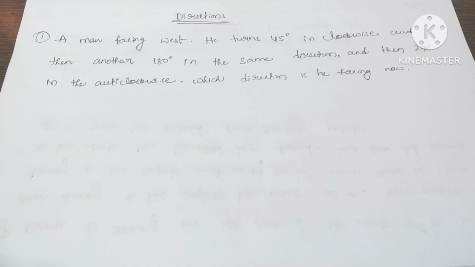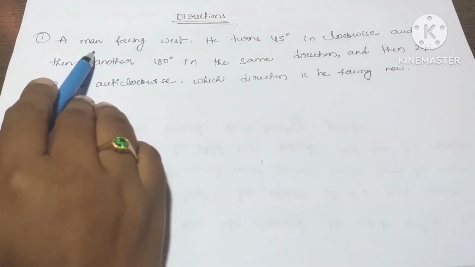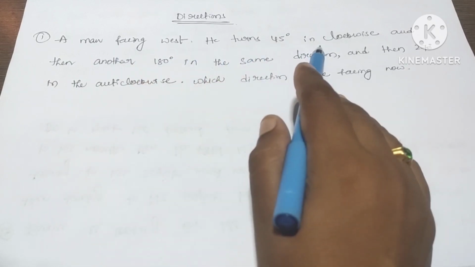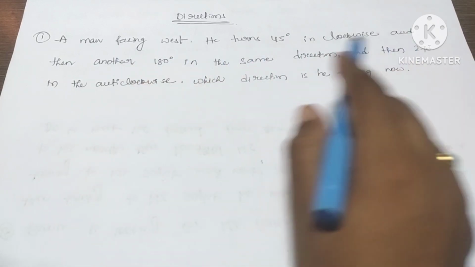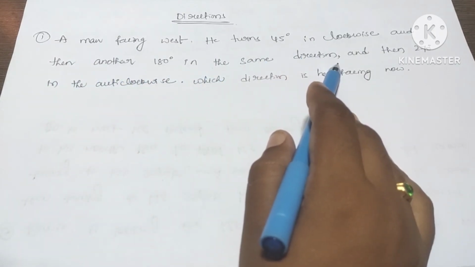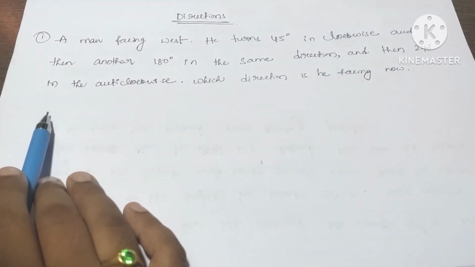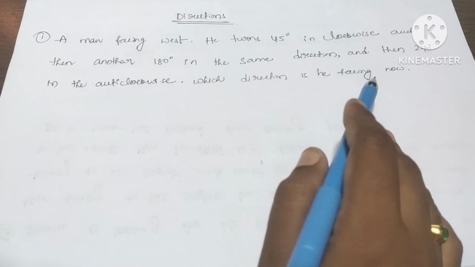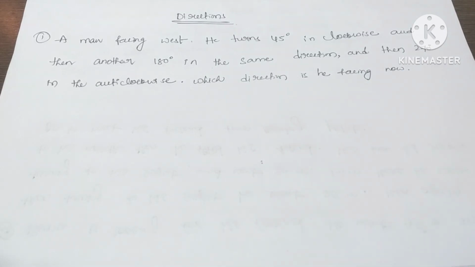First question. A man facing west. He turns 45 degrees in clockwise direction and another 180 degrees in the same direction. That means clockwise direction. And then 270 degrees in the anti-clockwise. In which direction is he facing now? This is the question we have to solve.